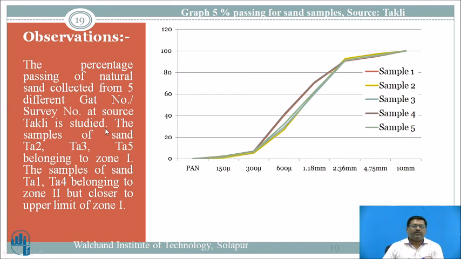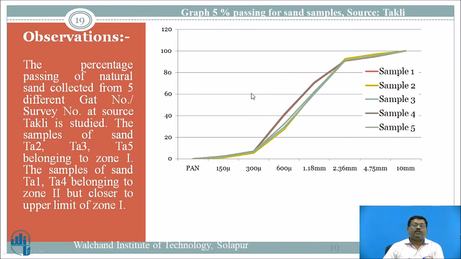Now for these 5 samples, the samples of sand TA2, 3, 5 belong to zone 1, and the samples of sand TA1, TA4 belong to zone 2 but closer to the upper limit of zone 1. So zone 1 but closer to the upper limit, that is the important point here. So these are the samples.